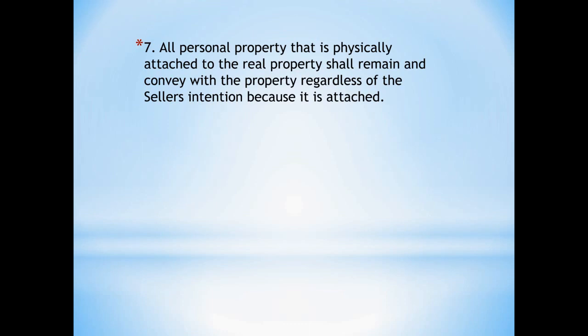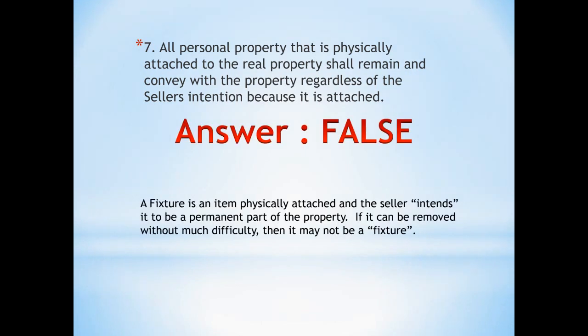Number 7, true or false? All personal property that is physically attached to the real property shall remain and convey with the property regardless of the seller's intention, just because it is attached. True or false? The answer is false. It's a little tricky. A fixture may be any item physically attached to the real property, and the homeowner must intend for it to be a permanent part of the property. So if it can be removed without much difficulty, it may not be a fixture.